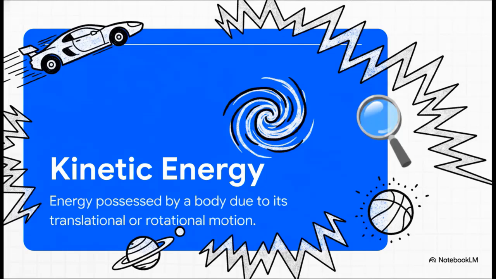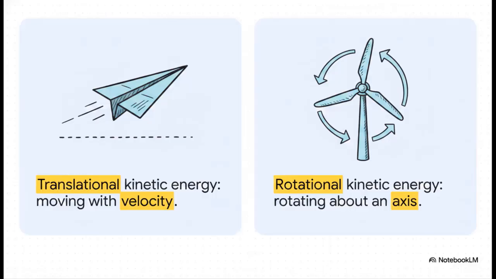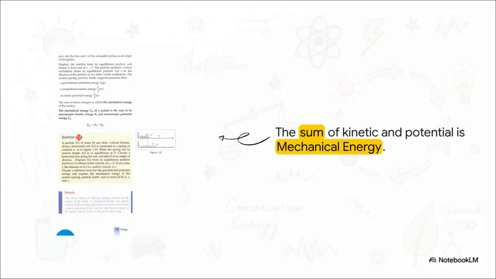When that stored energy is finally released, bam! It transforms into kinetic energy, the energy of motion. Now, this motion can be translational, flowing in a straight line, or rotational, like a spinning turbine. Add those macroscopic kinetic and potential energies together, and you get a system's total mechanical energy.